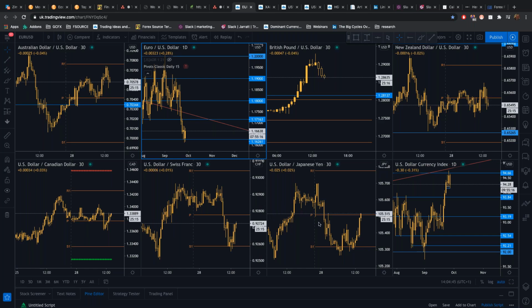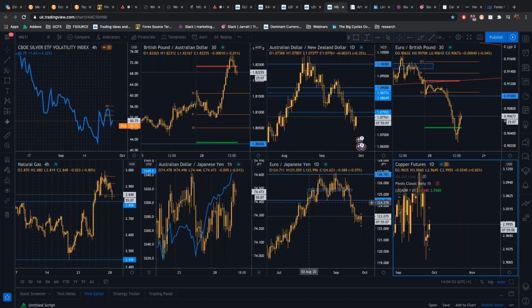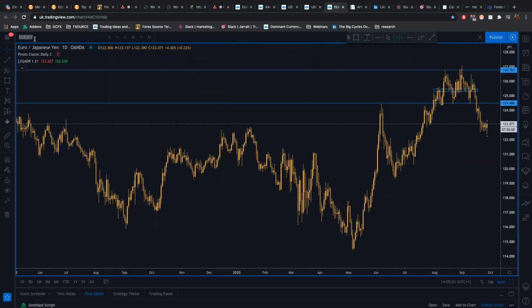Yeah, we look at pound yen. Sure, we can look at pound yen, no problem. Let's drag it up here. Okay, so let's just have a look at pound yen.